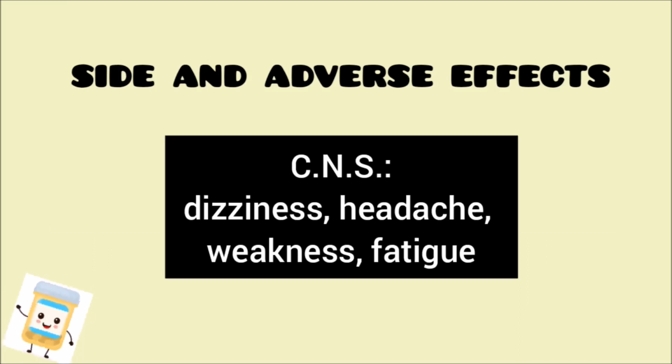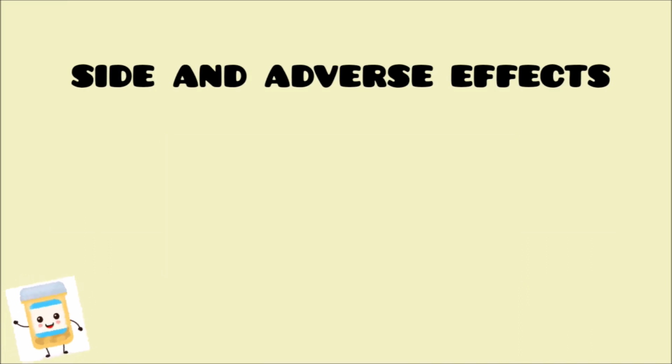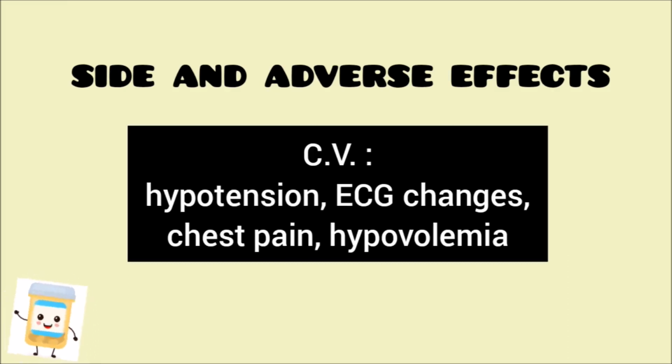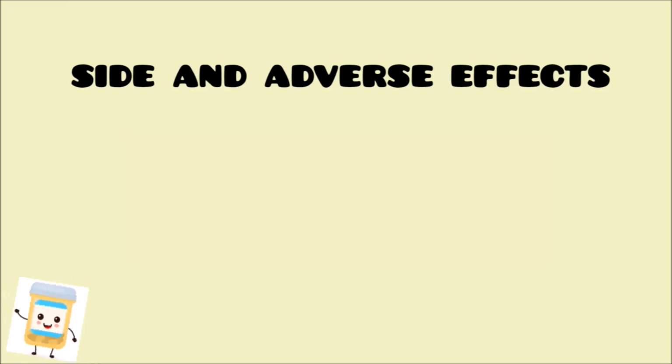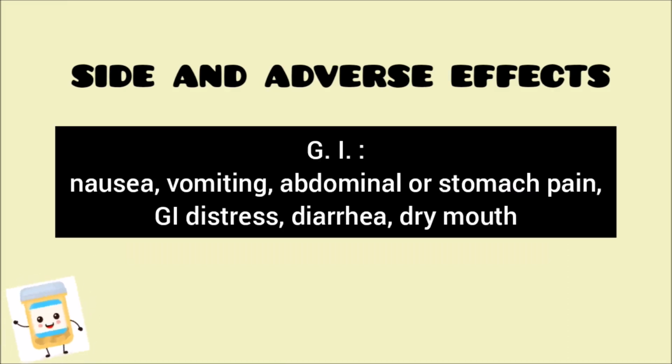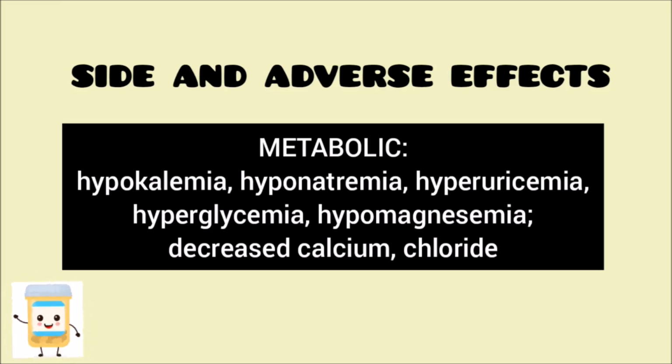In the CNS, there might be dizziness, headache, weakness, and fatigue. For CV, hypotension, ECG changes, chest pain, and hypovolemia. For GI, there might be nausea, vomiting, abdominal or stomach pain, GI distress, diarrhea, and dry mouth. For metabolic, there might be hypokalemia, hyponatremia, hypouricemia, hyperglycemia, hypomagnesemia, decreased calcium, and chloride.